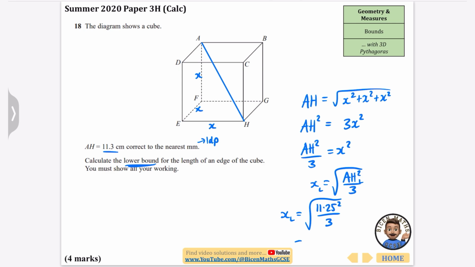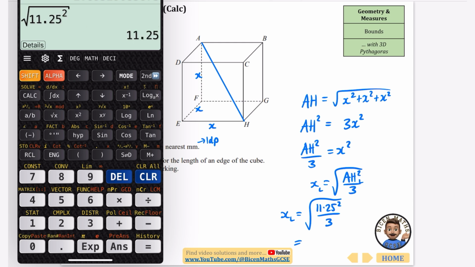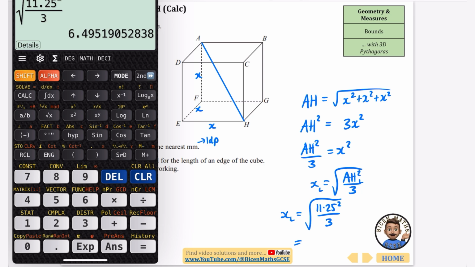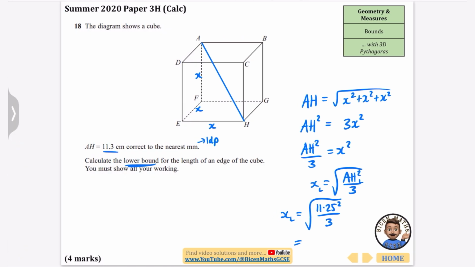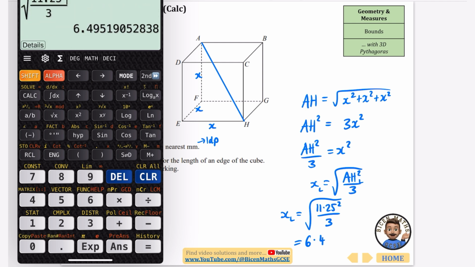I'm just going to find out what it is on the calculator. So I'm going to do the square root of 11.25 squared over 3. Let me just get that as a fraction for a second. And we get that it is, what do they want it to? You must show all your working. I'm going to write lots of these numbers down. Let me get the pen feature back on, and I'm going to say that it is 6.495190. That's definitely enough that we've got there, okay?